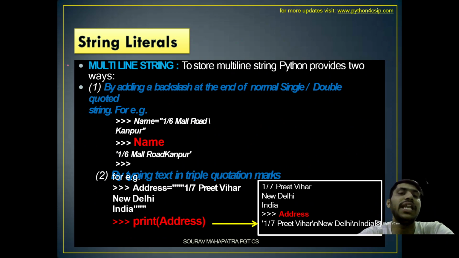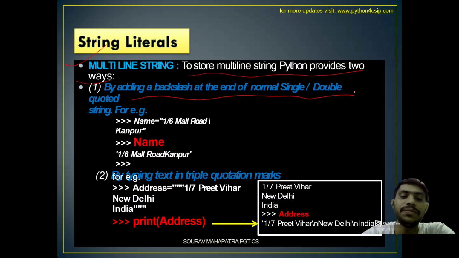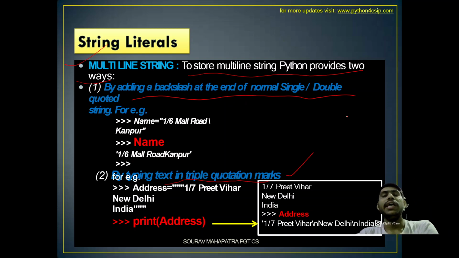String literal, multi-line string. To store a multi-line string, Python provides two ways: by adding a backslash at the end of a normal line, or by typing the text in triple quotes. In two ways you can write a multi-line string. You can see an example here. Either you write one line, then use the backslash, then write the next line, or you can use triple quotes.